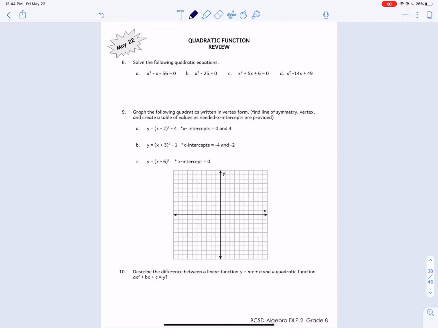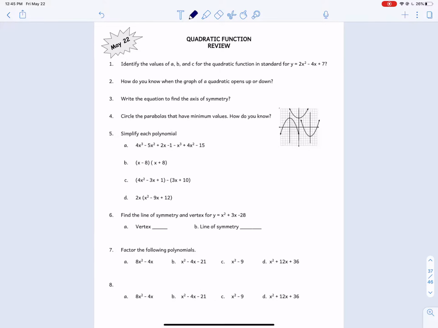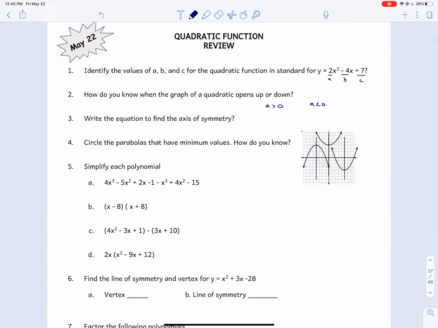So this is like a little quiz. So a lot of this you should be able to do, so let's just go through each one. So number 1, identify the values of A, B, and C. So remember, this is A, including the sign, that's B, and that's C. How do you know if it opens up or down? Okay, so the value of A, right? So we look at A, is it greater than 0? Okay, so it's opening up. A is less than 0, opening down. Not very good parabolas. So it's like that.